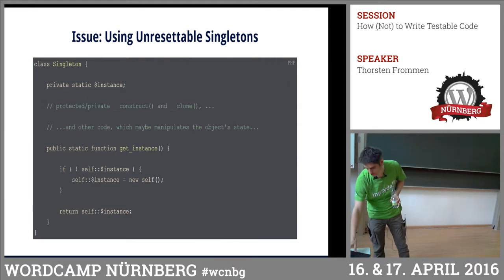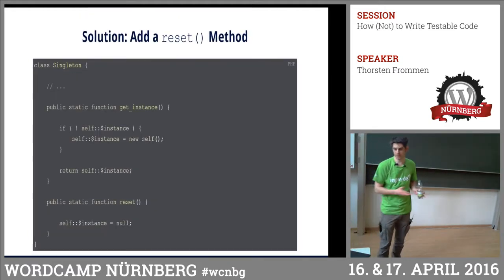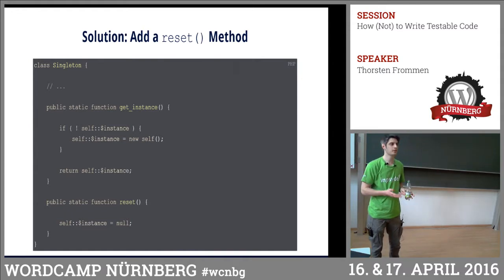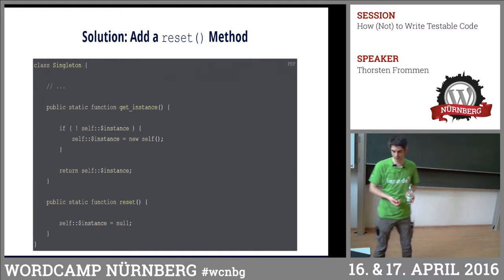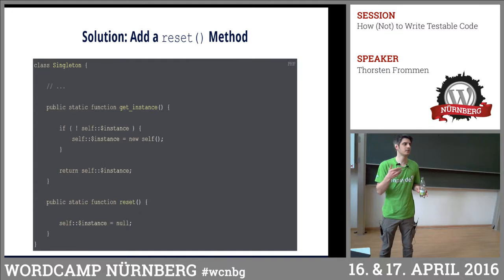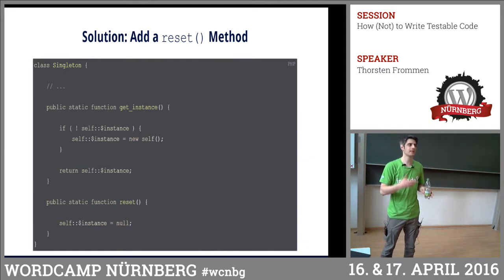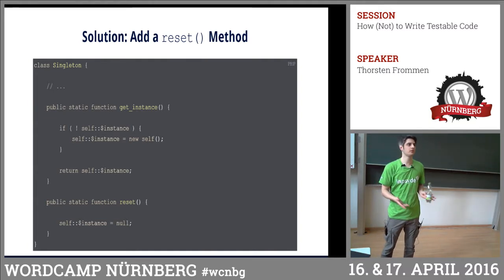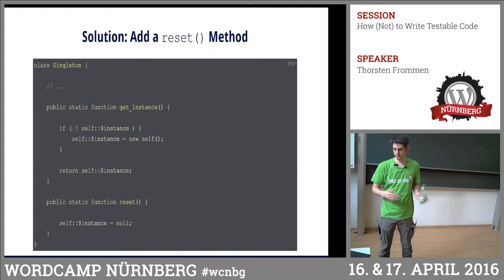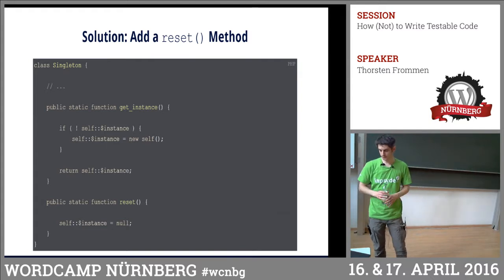So the solution here is just to add a reset method. That either actually resets the inner state, so if I have some inner data object or data array, or it just resets the inner instance pointer or reference. So if I call reset on my singleton and then I call getInstance, I get a new instance, because the self instance variable is not set, so a new self is created.